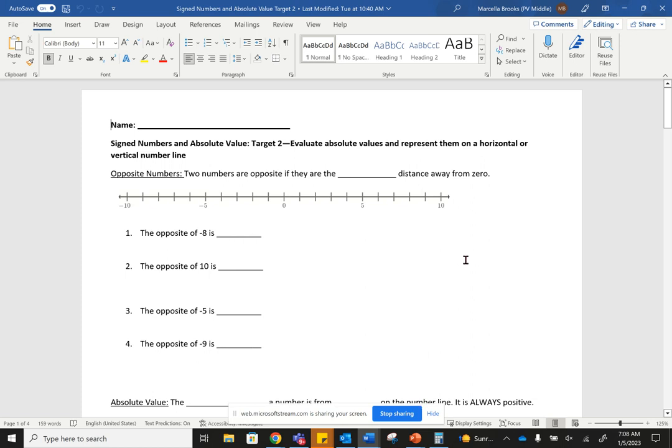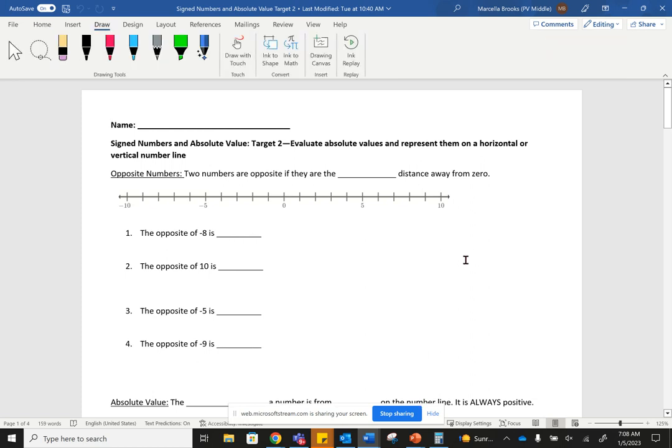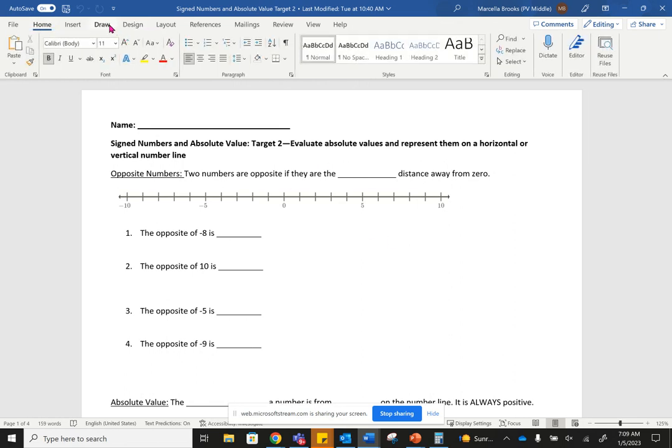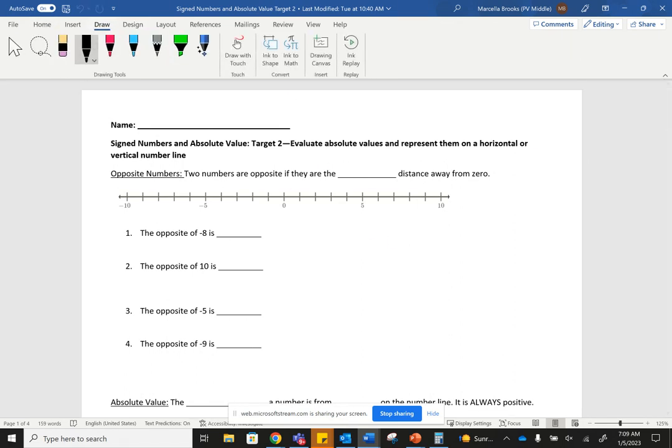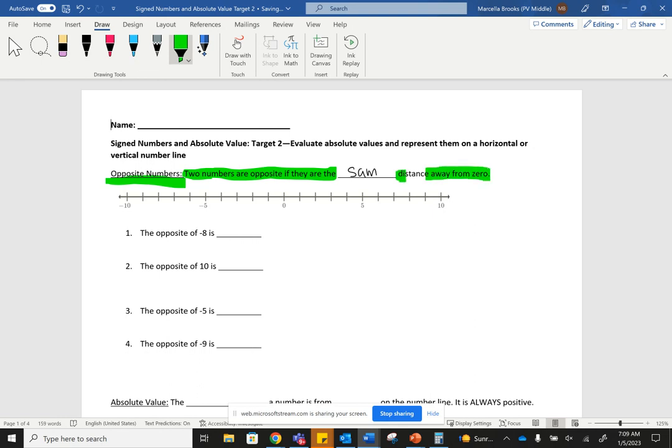Assign numbers, target 2. So you are going to evaluate absolute values and represent them on a horizontal or a vertical number line. So here we go. The first thing we need to look at is opposite numbers. Two numbers are opposite if they are the same distance away from 0.